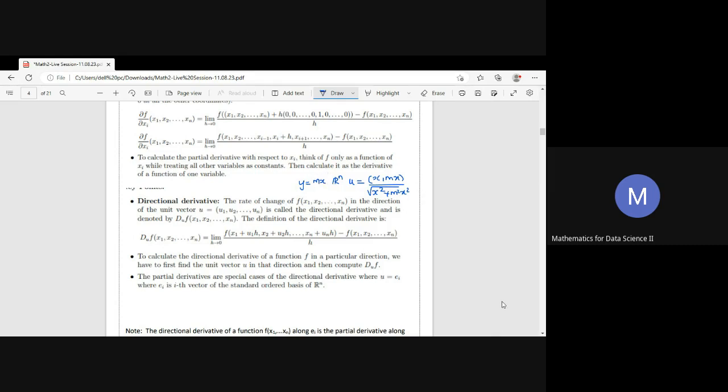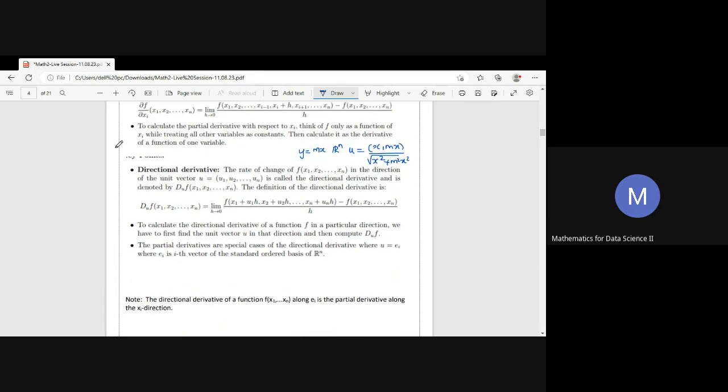Remember, for the directional derivative, if the vector u is not given directly as a unit vector, you should always convert it into a unit vector and only then do the directional derivative. Otherwise, it will be wrong. Remember that partial derivatives are special cases of the directional derivative where your u are nothing but the elements of the standard basis.